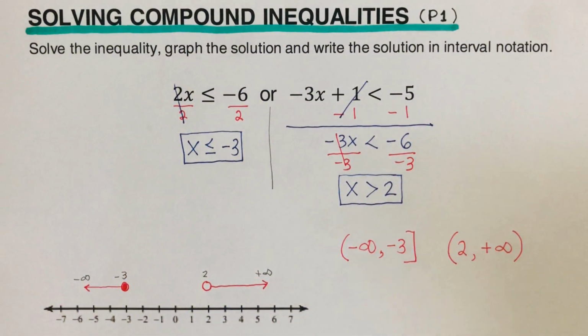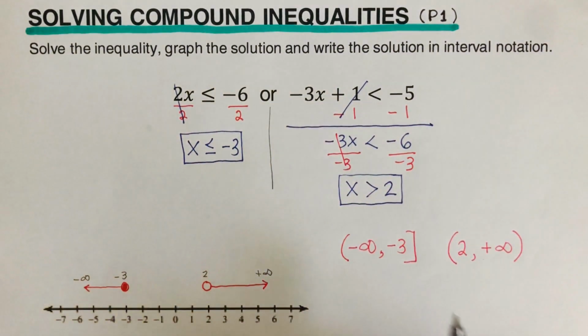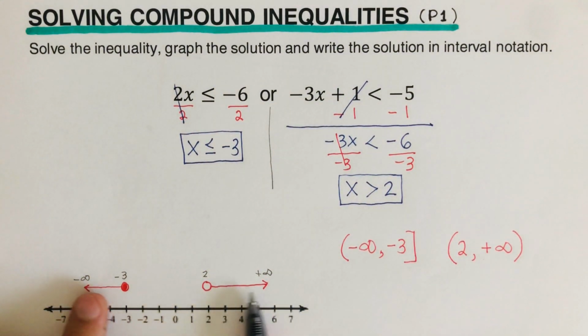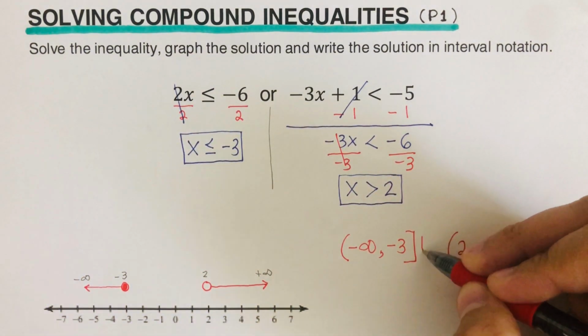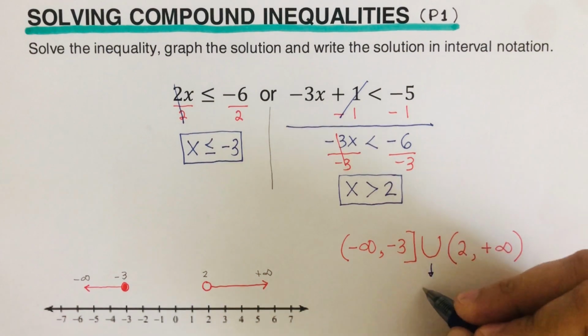So from here, we can go ahead and write this symbol right here, because the solution to this inequality is actually a combination of these two branches. So we can go ahead and write the letter U. This letter U in math means it's union.